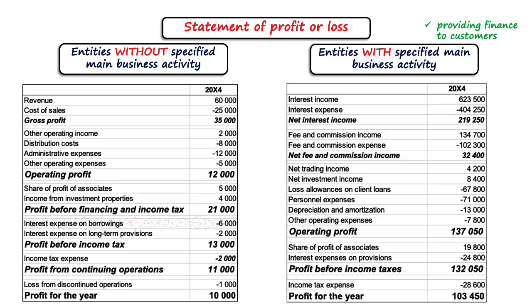For example, interest expense is shown in the financing category for a manufacturer, but in the operating category for a bank or entity with a specified main business activity of providing finance to customers. Therefore, anytime you're drafting the statement of profit or loss under the new IFRS 18, the first thing to do is to determine whether the entity has a specified main business activity or not.